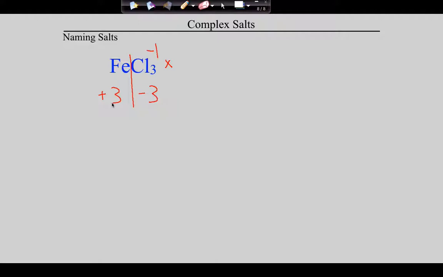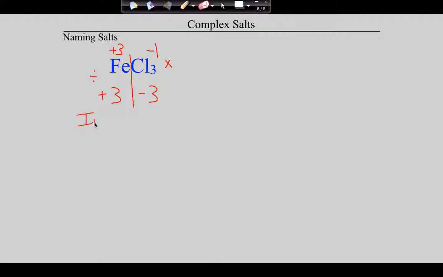Now we divide. We divide by the number of iron atoms that are present, Fe. And you'll notice that there is 1 Fe. There is no subscript. It's understood to be 1. So we divide by 1. And +3 divided by 1 is 3. That means that this iron has a +3 charge, and that's the Roman numeral.